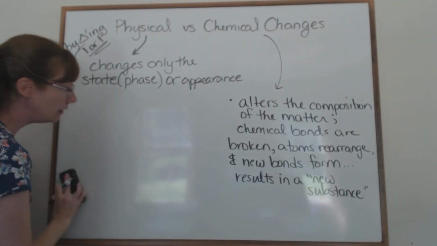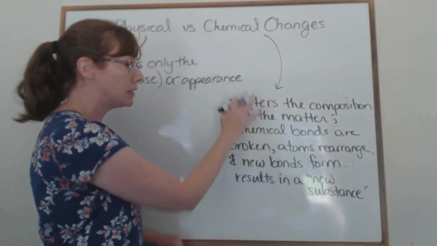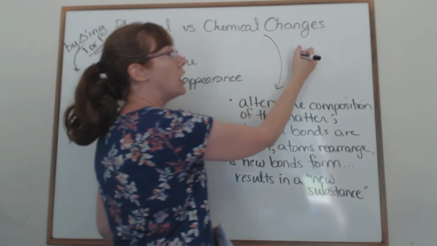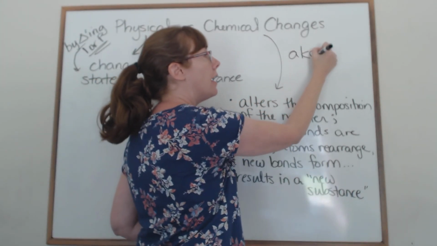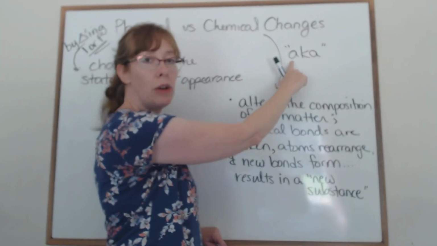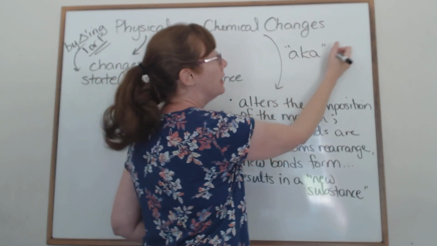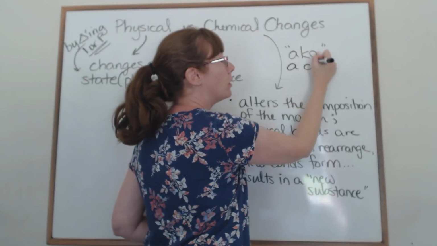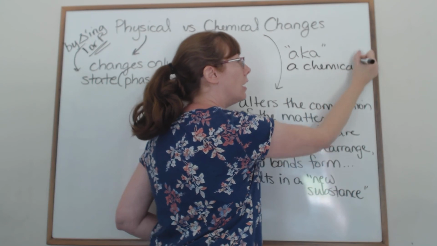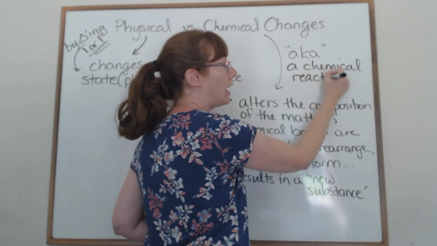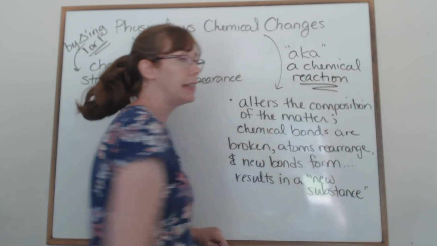There are a million examples, because truly what I'm describing here with a chemical change, let me write AKA. AKA means also known as. This is also known as a chemical reaction. A chemical change is a chemical reaction. They're the exact same thing.